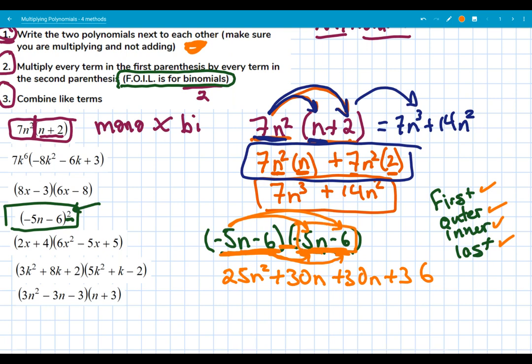Combine like terms. We're on this step right here. I'm going to circle it. You see where I'm at? Now step number 3. Combine my like terms.